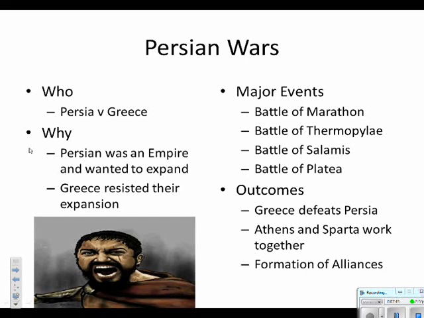Eventually, these two alliances are going to come in contact with each other. Remember, an alliance is when you have two groups that have each other's back. So if one alliance member attacks somebody from another alliance, all of their friends are going to attack them back. Hopefully you can see this eventually is going to pull both city-states and all of Greece into war.